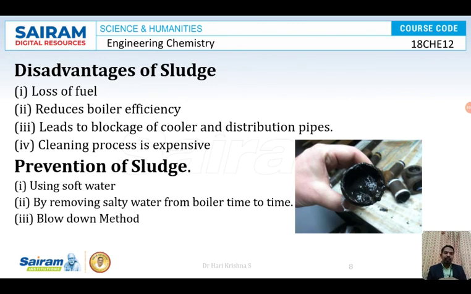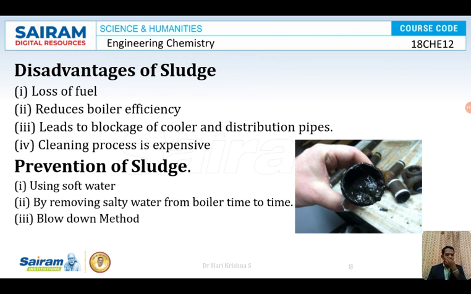What are the disadvantages of sludge? Once again, the same disadvantages: loss of fuel, reduced boiler efficiency, blockage in the cooler parts of pipes, and expensive cleaning. You can see this is the sludge formed in industries. You can see it is the choke. Using soft water prevents sludge to some extent. By removing salt from the water from time to time, and by the blow down method, you can prevent the formation of sludge to some extent.